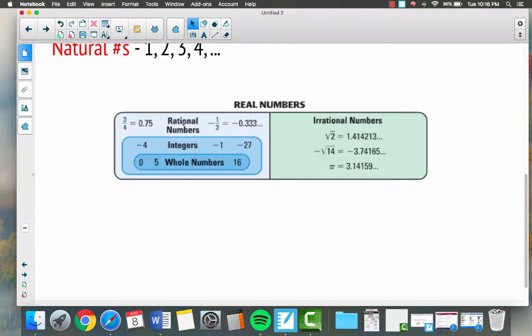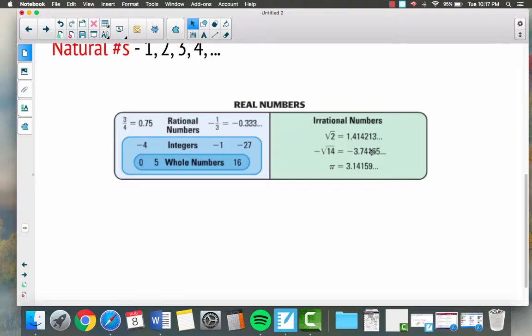So rational numbers is the biggest category. You can fit the most in there, positives and negatives. Then you get into more specific things, which are integers. Here they can be positives and negatives, but they can't be fractions. And then we get into whole numbers, which would be only our positives. Notice it gets more specific the smaller we go. So this is a good reference if you're not sure.